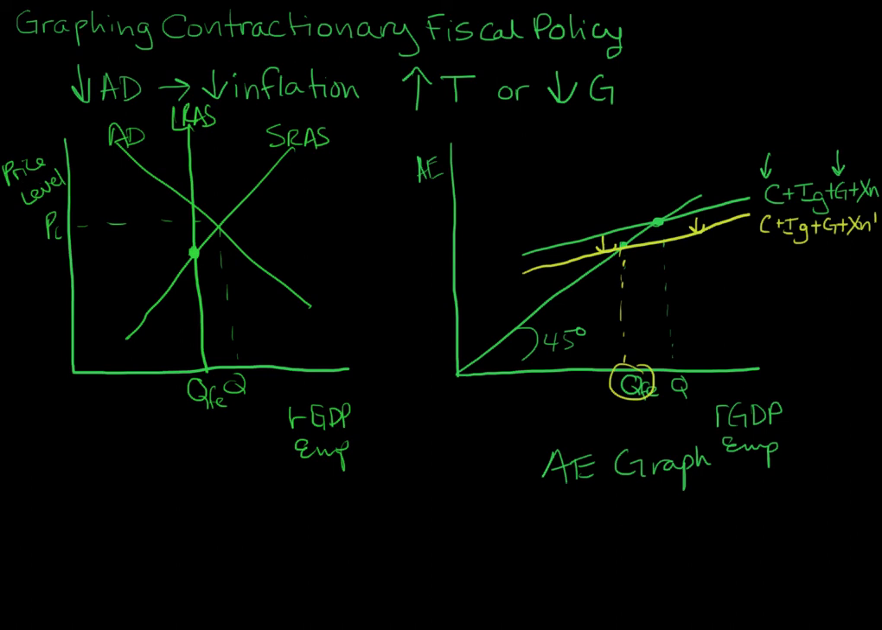So the goal of the contractionary policy is to, again, reduce aggregate demand. When we decrease aggregate demand, we shift it to the left here, and we reach our desired level of full employment right here. And so that is how we would graphically show the impact of a contractionary fiscal policy.